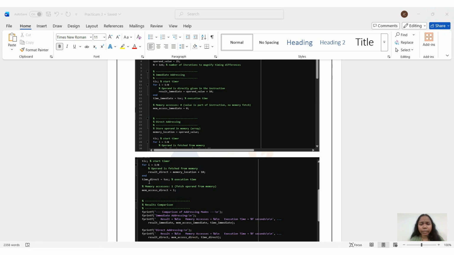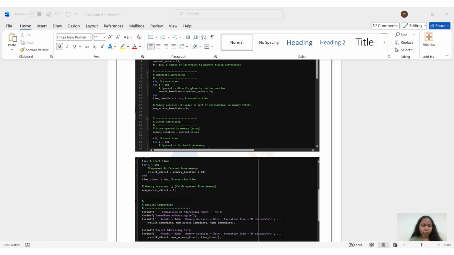This predictability makes immediate addressing extremely suitable for real time systems where consistent and fast response time is critical. On the other hand, in indirect addressing, the instruction contains the memory address where the operand is stored. The processor must perform one memory access to fetch the data from that address.